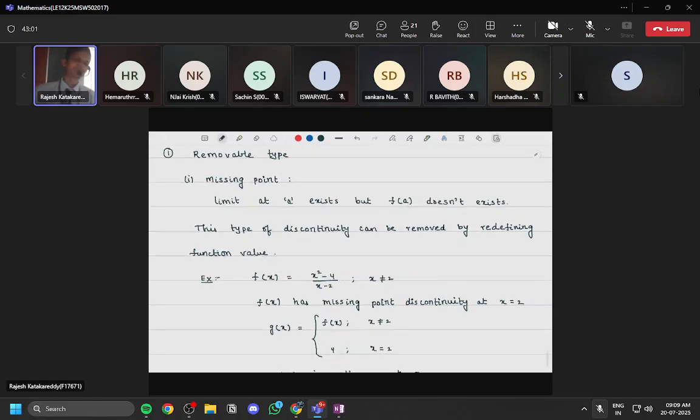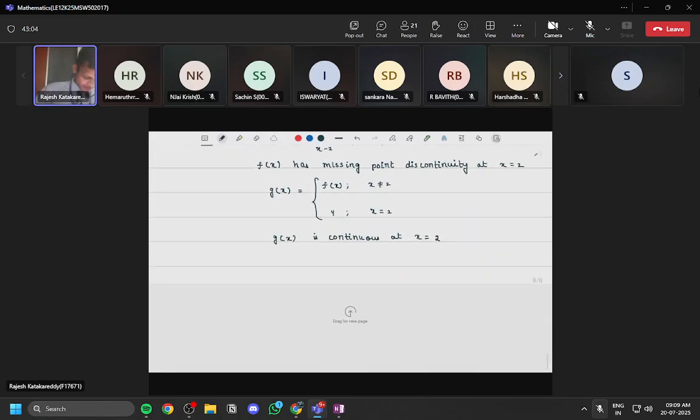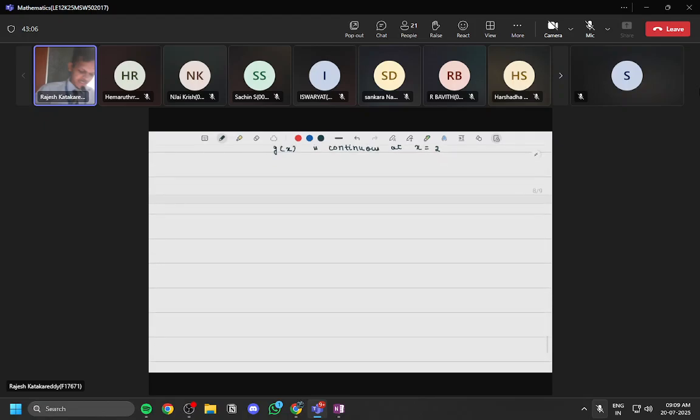Can I scroll up? All done in this? So isolated point discontinuity.